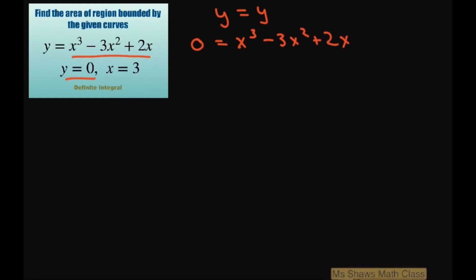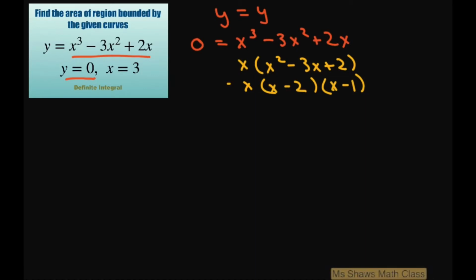Alright, so that's going to give you, factor out an x. You get x squared minus 3x plus 2. And then let's factor this. Let's see, x minus 2, x minus 1, and that equals 0. So basically the intersection points are going to occur at x equals 0, x equals 1, and x equals 2.